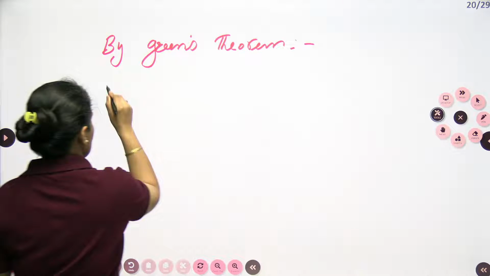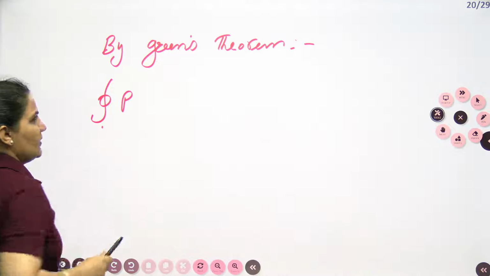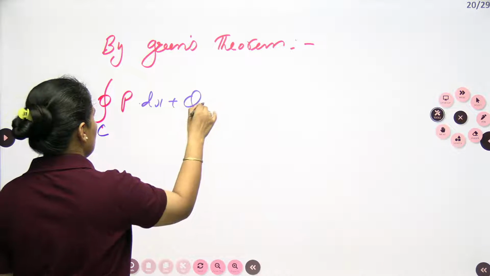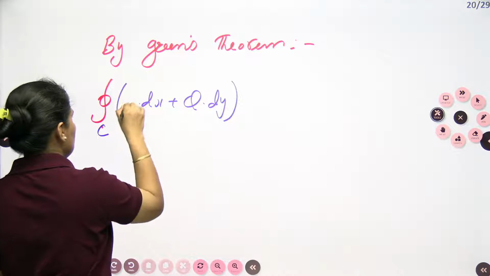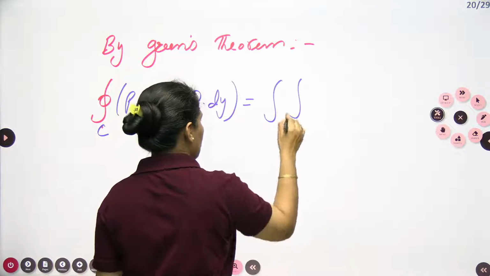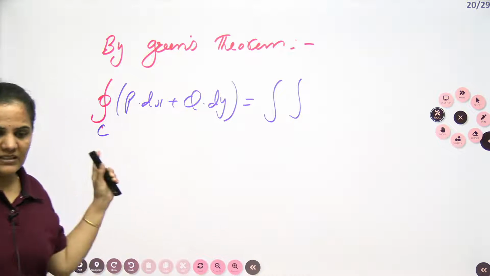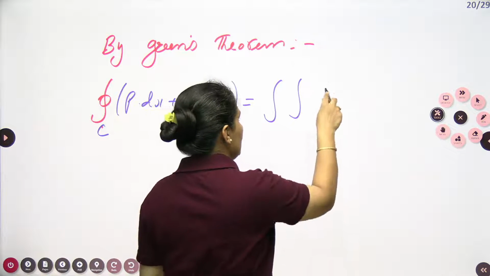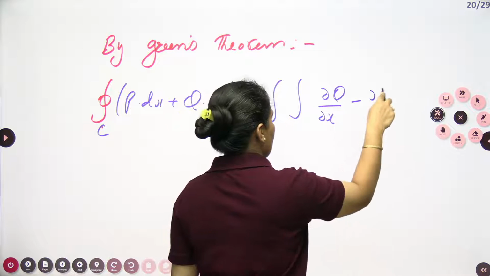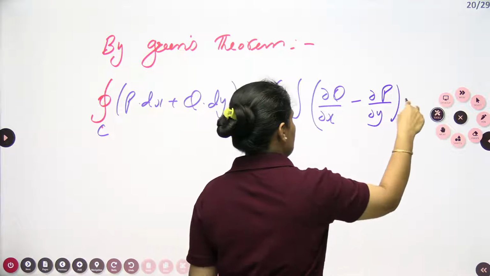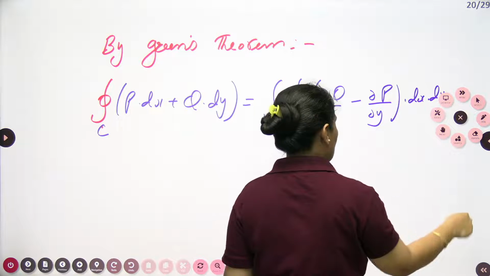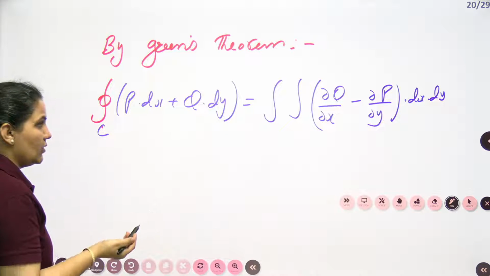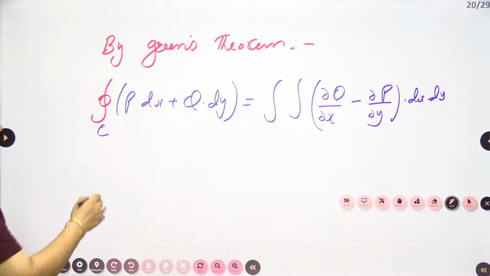By Green's theorem, if any question is given to me in the form of a line integral, suppose in the form of p dx plus q dy, then according to Green's theorem we can convert this line integral into a double integration. It will become del q by del x minus del p by del y, dx dy. So what I can see, as I cannot see here the value of the function, what is given to you is the curve.